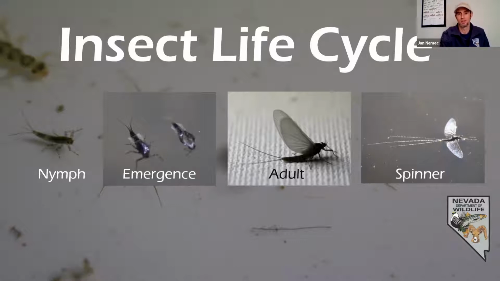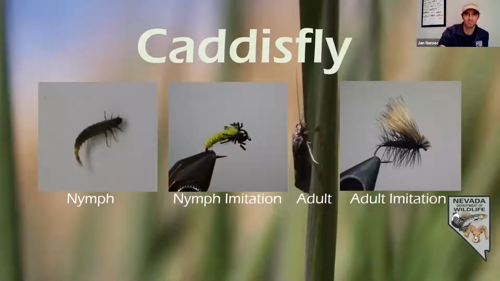And every stage of that life is imitated with flies. So we have flies that imitate the nymph underwater, the emerging insect, which is kind of underwater and above water. We have our adult insect, which we imitate with a dry fly or floating fly. And then lastly, our spinner, we also imitate with our dry or our floating fly. That gives you an idea of why fly fishing is called fly fishing. That's the fly in the fishing.